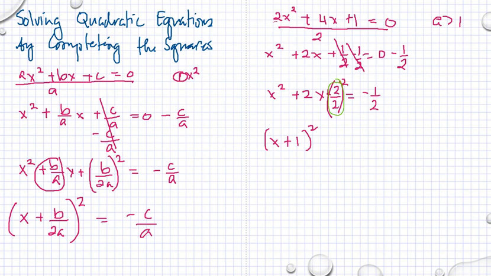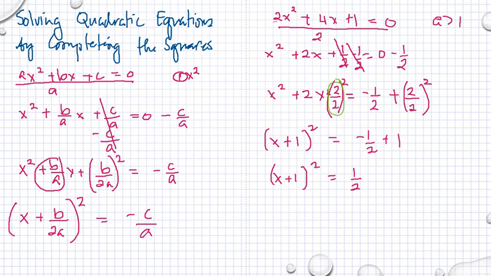But everything that you do on the left-hand side of the equation, you need to do also on the right-hand side of the equation. So I'm going to do the same here: 2 divided by 2, squared. And I will get negative 1/2 plus 1. So I have x plus 1 squared is equal to 1/2. Negative 1/2 plus 1 is 1/2.